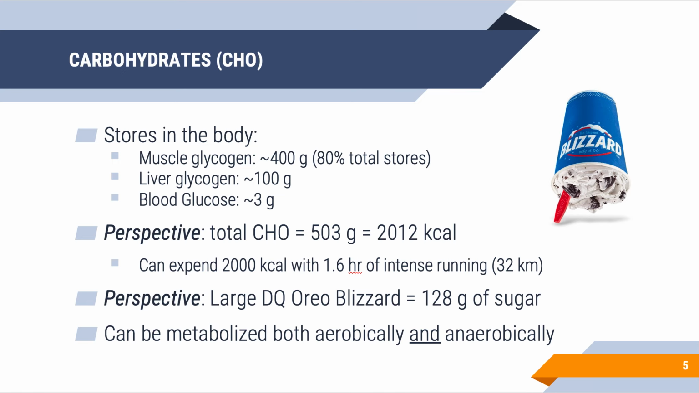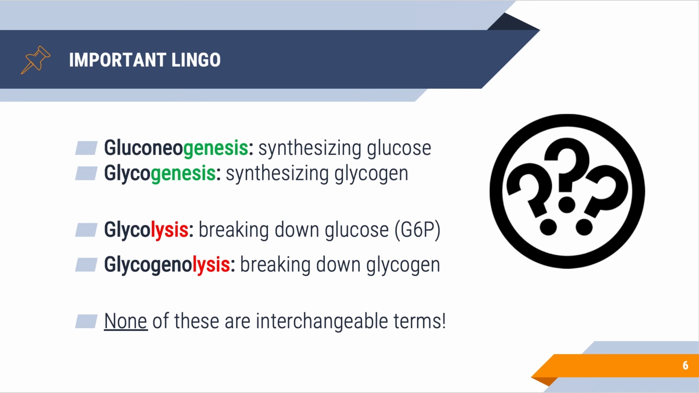Moreover, carbohydrates can be metabolized both aerobically and anaerobically, and we'll get into that in the latter half of this lecture. First off, I want to talk about some important lingo with regards to carbohydrate metabolism. First and foremost, we'll talk about things related to genesis. When we're talking about genesis, we're talking about synthesizing or building, whether that is gluconeogenesis, or synthesizing glucose, or glycogenesis, where we're synthesizing glycogen.